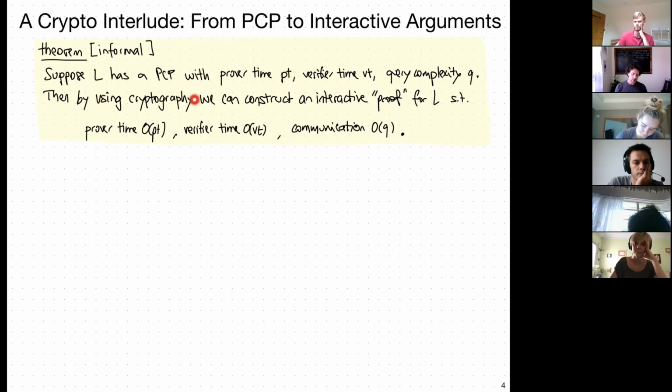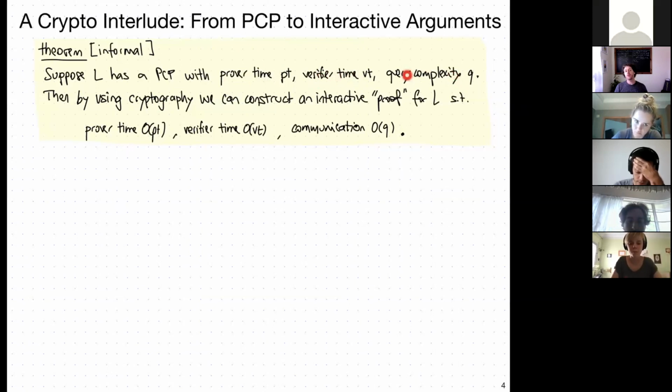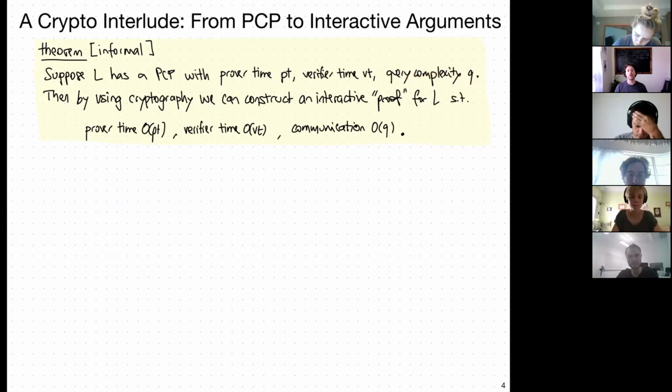Then by using cryptography, we can construct an IP, an interactive proof for the problem, such that the prover time would be roughly the same, the verifier time would be roughly the same, and the communication would be roughly what the query complexity was. So if you have something with polynomial prover time, logarithmic verifier time and maybe polylog query complexity, then we'll have this extremely efficient protocol.